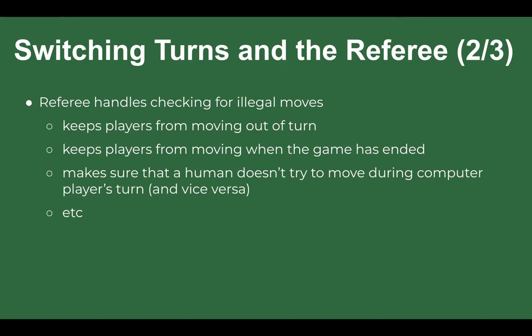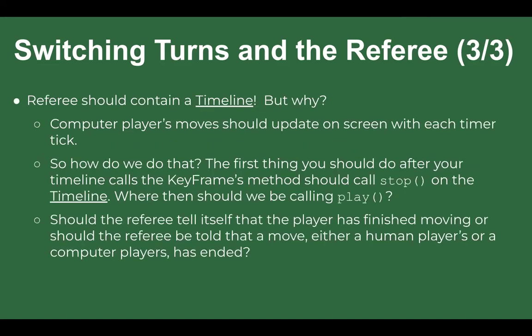The referee also keeps players from moving out of turn, which is, like, not when white goes or black goes. It keeps the players from moving when the game has ended. And it makes sure that the human doesn't try to move during the computer player's turn and vice versa. The referee should also contain a timeline.